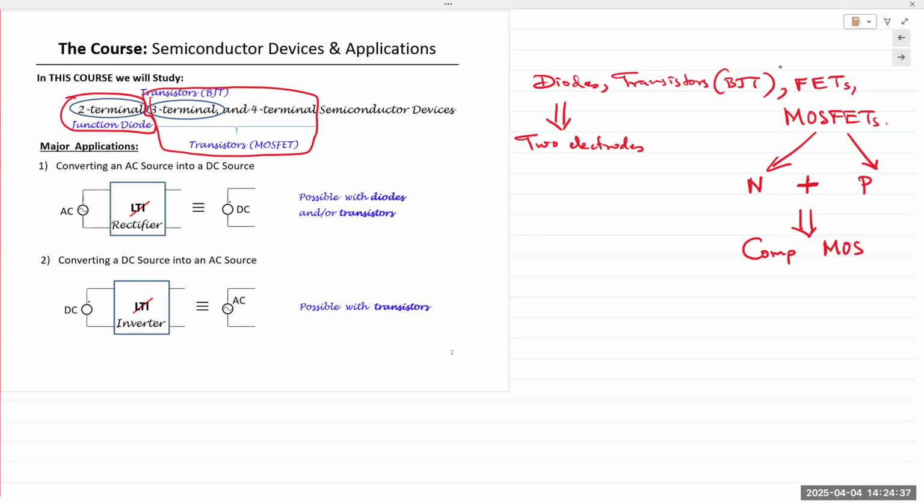So the primary application of a diode, again, it's a one-way device, is to convert an AC into a DC. You apply an AC source to a circuit built using diodes, and you have DC at the output. That process is known as rectification, and the circuit is known as a rectifier.